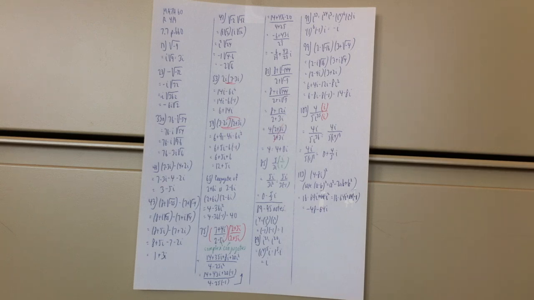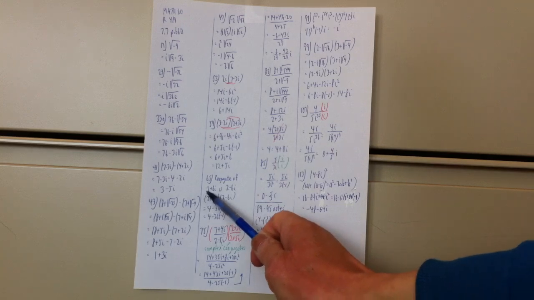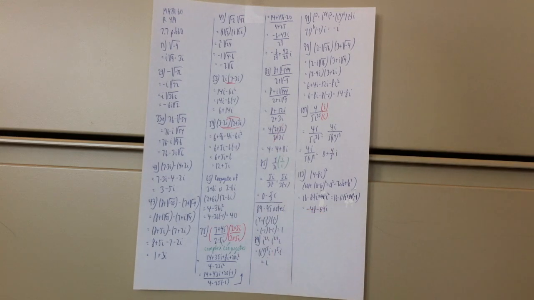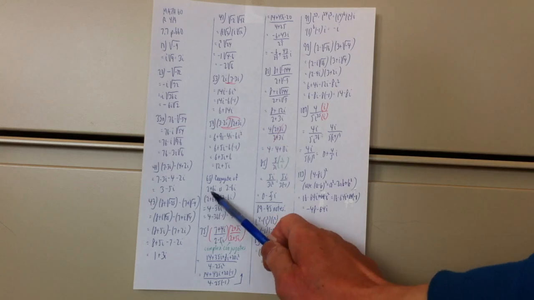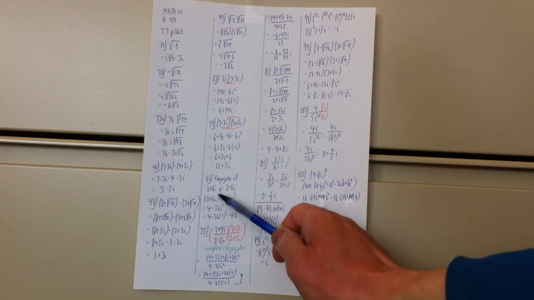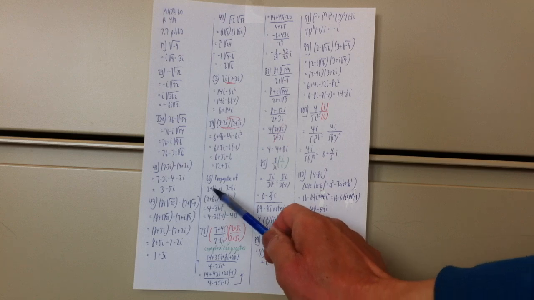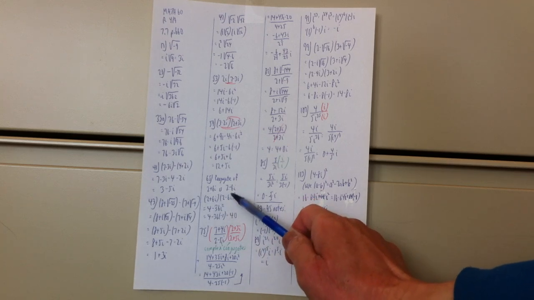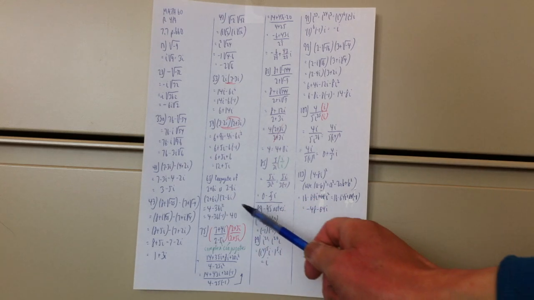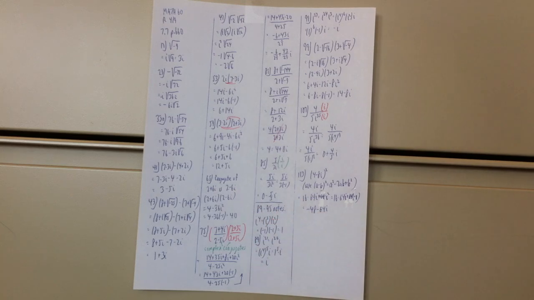65, it asks for something called the conjugate. The conjugate of 2 plus 6i is 2 minus 6i. So for a conjugate or complex conjugate, you leave the real part alone, so 2 stays the same, but you change the sign of the imaginary part. So the conjugate of 2 plus 6i is 2 minus 6i. And likewise, the conjugate of 2 minus 6i is 2 plus 6i.